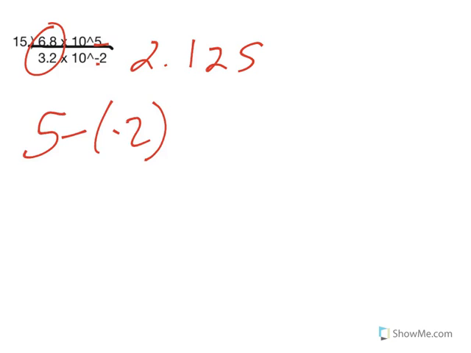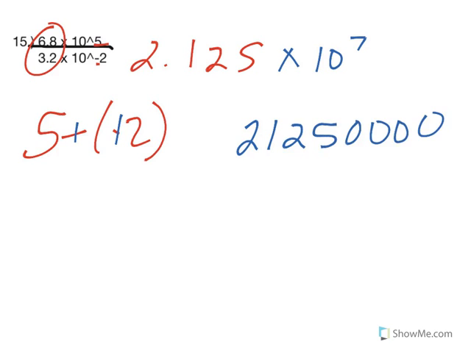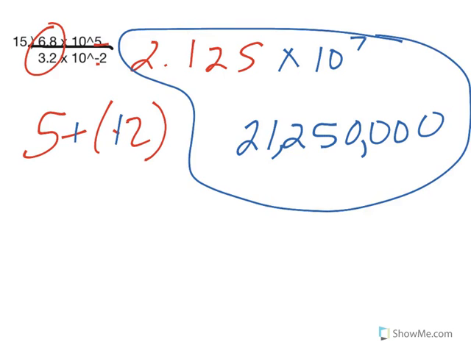Number 15 is another division problem, so I divide the front numbers, and I get 2.125. And now I'm subtracting my exponents. 5 minus negative 2. 2 negatives is a positive, so that's times 10 to the 7th. So if I move my decimal 7 places to the right, I get 1, 2, 3, 4, 5, 6, 7. And there are the 2 answers for that one.